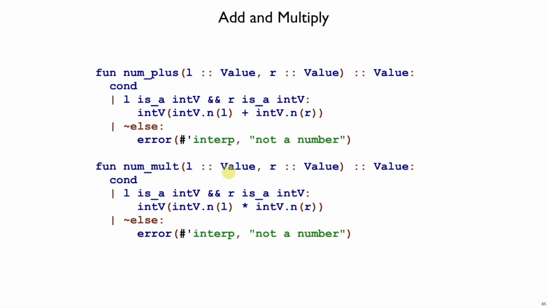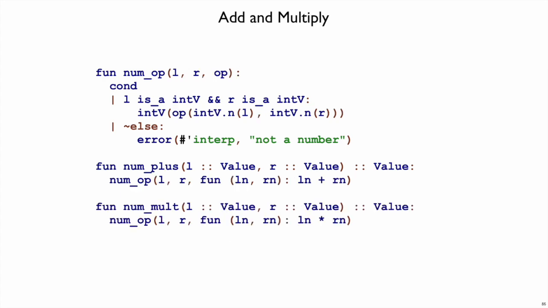Num mult is exactly the same, except we're using times instead of plus. You can probably guess that I made this slide by writing num plus and then copying it to make num mult. And that's error prone, of course. If I had any error up here, now I have twice as many errors. So instead of doing that, I will abstract over num plus and num mult to have num up. The only thing that was different is how we combined the two integers from the left and the right. So I will pass in a function now that we know how to do that.